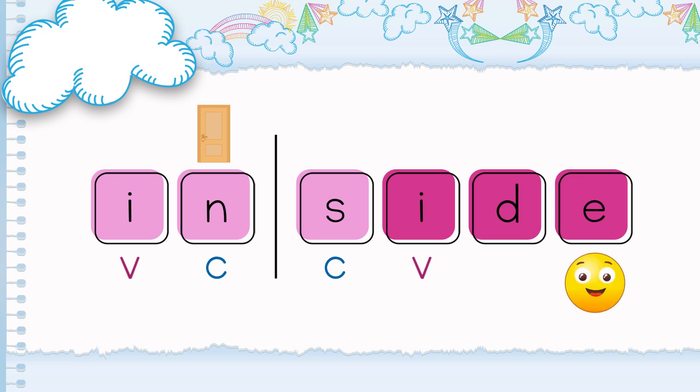This is called a VCE syllable, and the vowel sound is long because the silent E is working with the vowel before it. The second syllable says side. The word inside has two syllables, in, side.